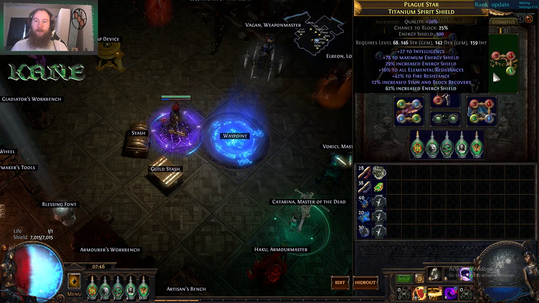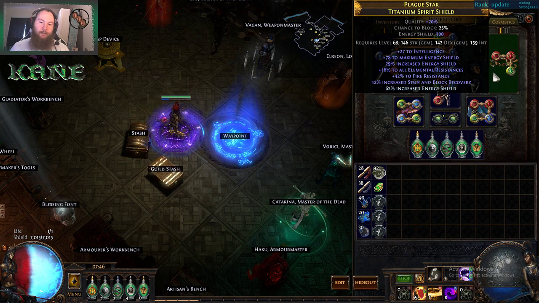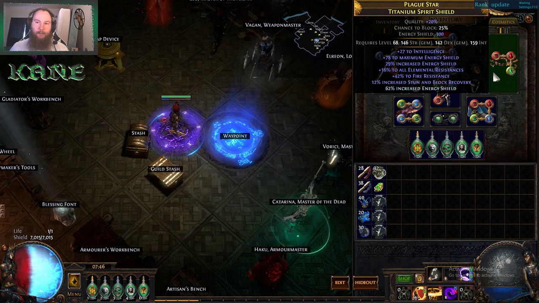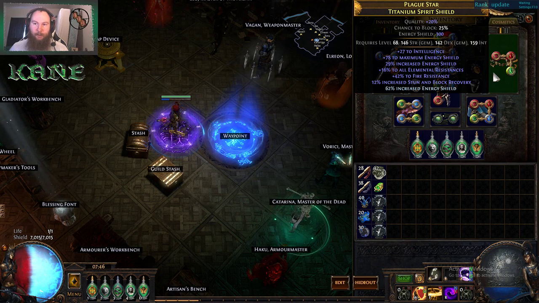I have this shield right here. This is a 300 ES shield. I bought it for 5 chaos. Now this should never be 5 chaos. This is an insanely good shield. Not only does it have a ton of resist on it, but it's 300 ES. Well, why is it 300 ES?